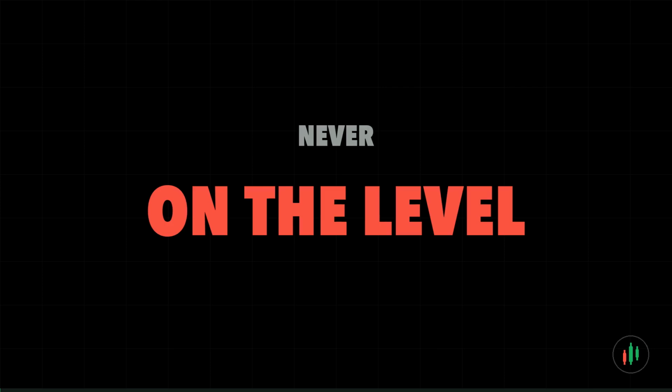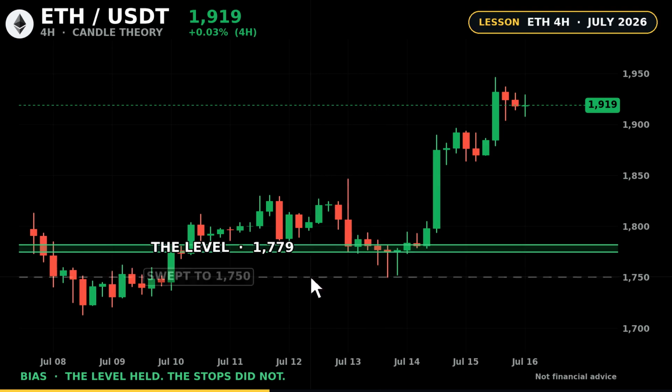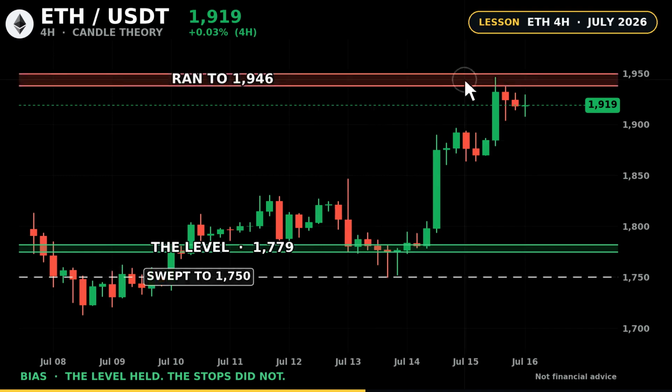And here is why it has to be that wide. In July, Ethereum had an obvious low at 1779. The first wick through it went $4 past, but $4 was not the bottom. Over the next day, price ground down to $29 below that level before it turned, and then ran 11% higher. The average candle range at the time was $20, so a stop 1 range below the level still died. A stop 1.5 ranges below survived and caught the whole move.